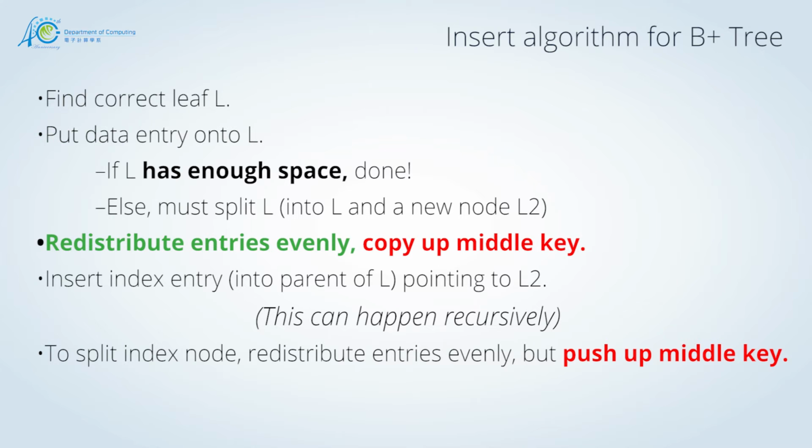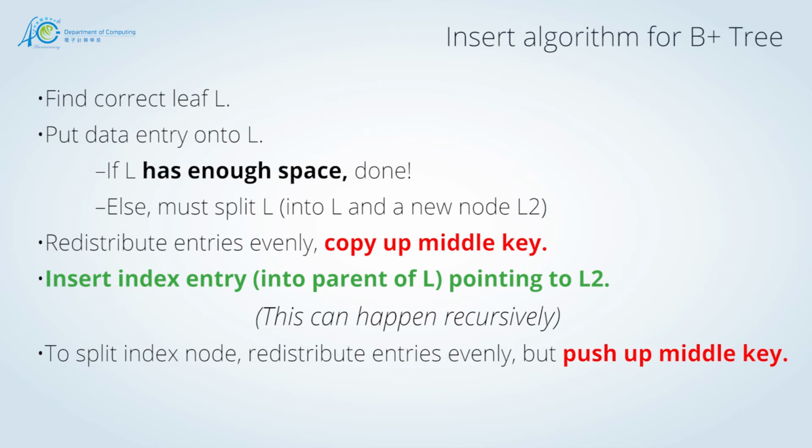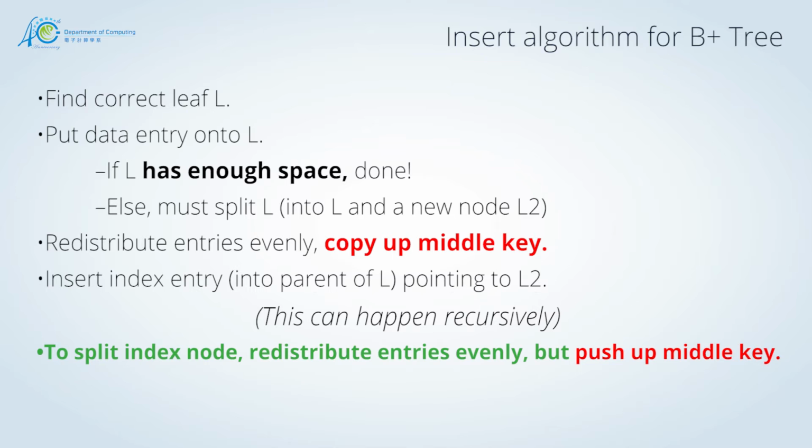After that, you should redistribute the entries evenly by copying up the middle key. I will talk about this operation and concept later by example. After that, you should insert an index entry into the parent of the leaf, pointing to leaf 2, which is the new node. You should remember that this operation can happen recursively. To split the index node, you should redistribute the entries evenly, but you should remember to push up the middle key.